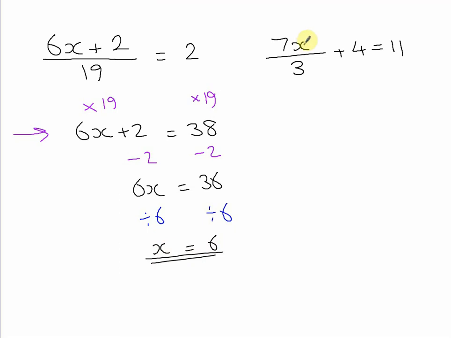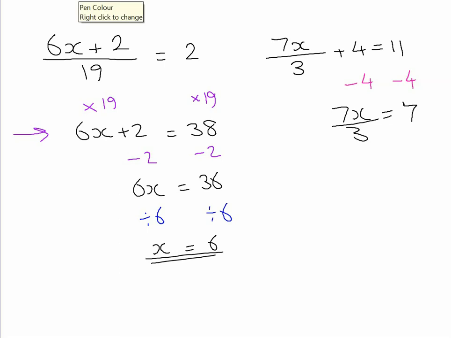On the right hand side, slightly different looking. What's happening to the x last? Times by 7 is first, then divide by 3, then adding 4. So we need to remove the adding of 4 by subtracting. So we're going to end up with 7x divided by 3 is equal to 7.